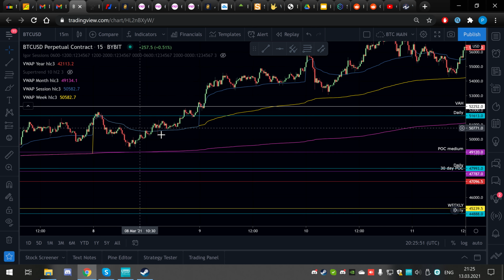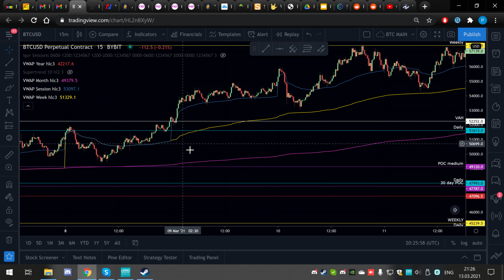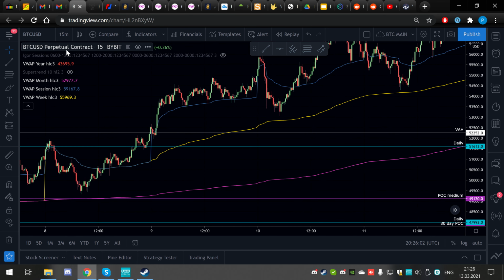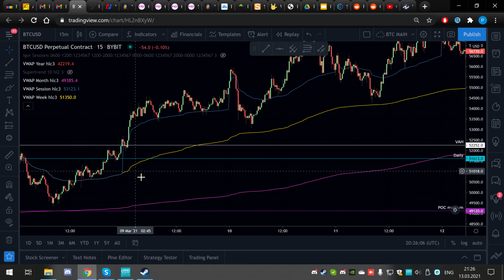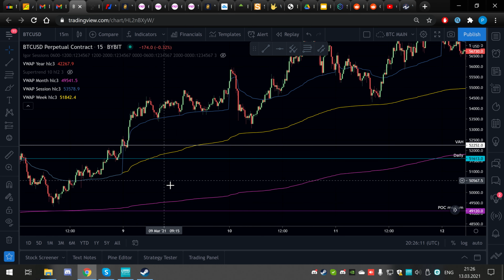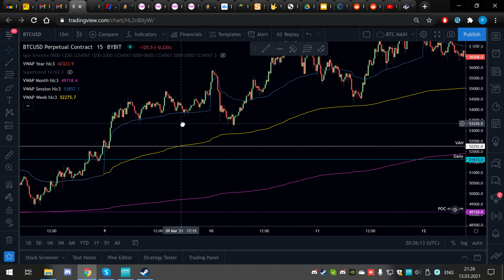Yeah, so on the first day they are together, the weekly and daily, and then the weekly starts to separate. If you are trading on higher time frames, like 50 minutes, you can use weekly VWAP. It's a really strong support in uptrends or downtrends.